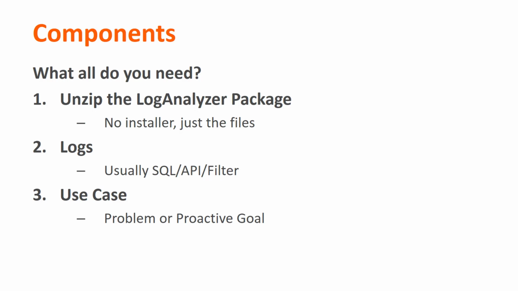Second, you're going to need some logs. Usually we recommend getting a set of SQL, API, and filter logs, but it kind of depends on what you're troubleshooting. And last, you need a use case. Now, some use cases will just be simply, I have a general performance issue, but quite often there'll be a very specific case, like a particular user experienced a particular type of slowness, like it was maybe taking 10 seconds longer than they expected, performing a particular action. So in most cases, it's really helpful to have a specified use case.